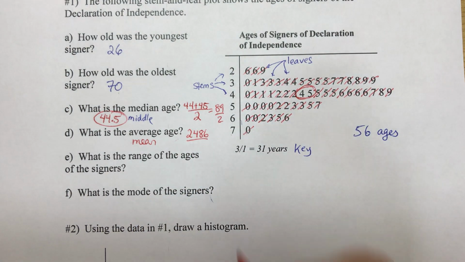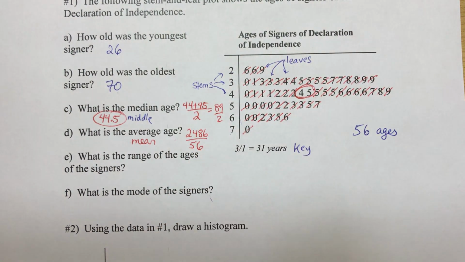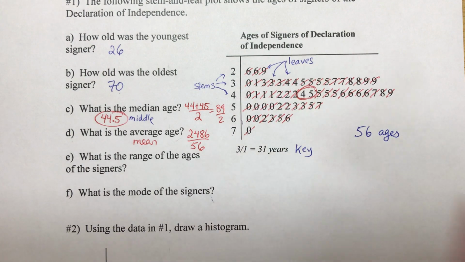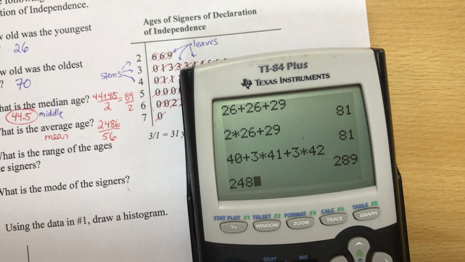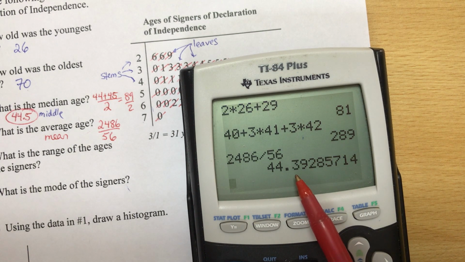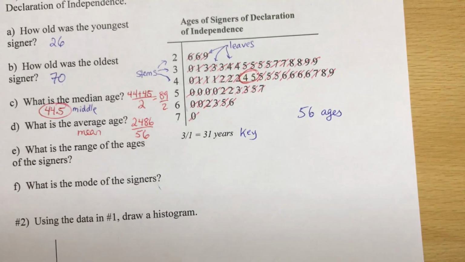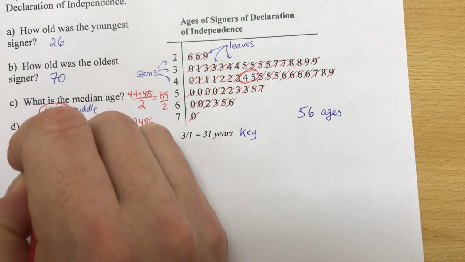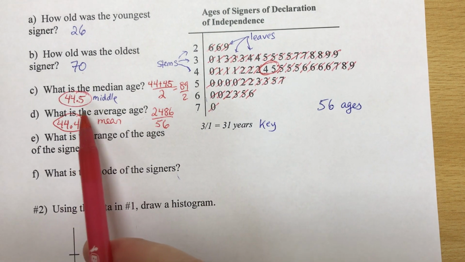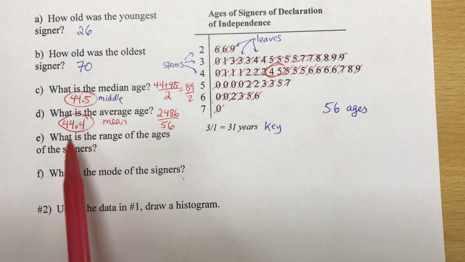2,486. There are 56 numbers. So this is the total age. If I add up all the ages, I get this. Divide by 56. Now, we're going to get a decimal most likely. We get 44 point. I'm going to round to the 10th place. Now the 10th place is 3, but the next digit is a 9, which means I have to round up the 3. If this is 5 or higher, I must round. So I'm going to say 44.4. So what was the average age? 44.4 years old, which is very close to our median age. That's not always the case, but in this situation it is.